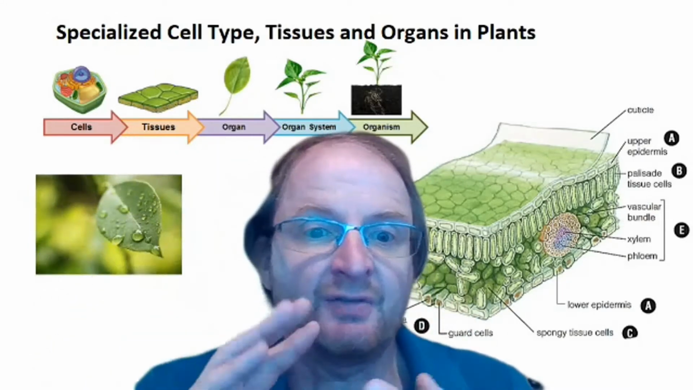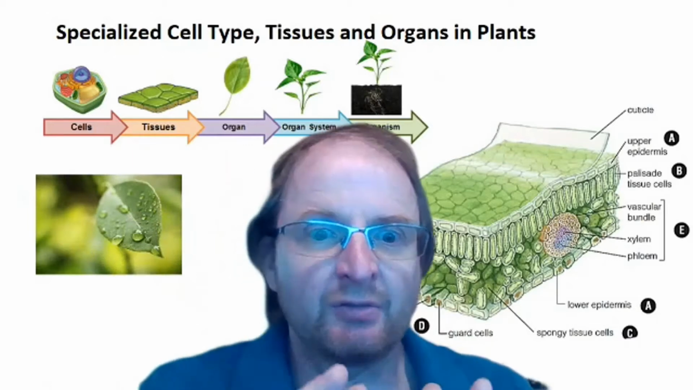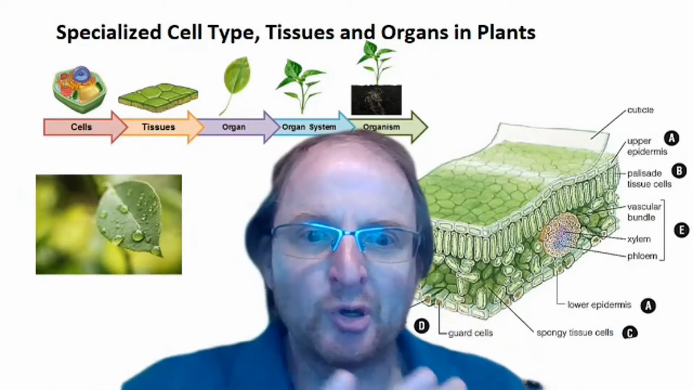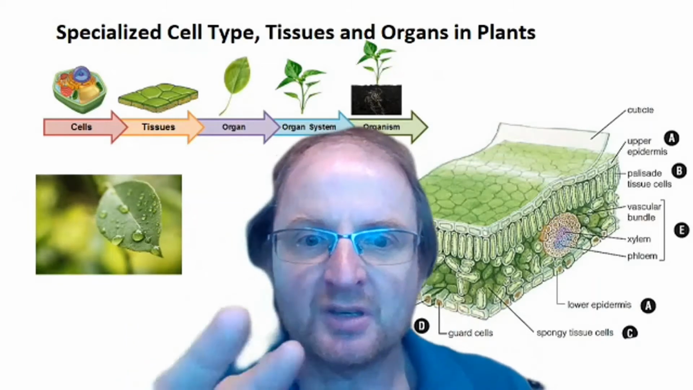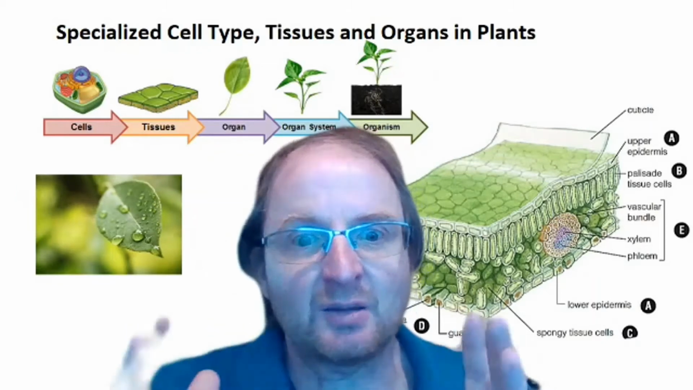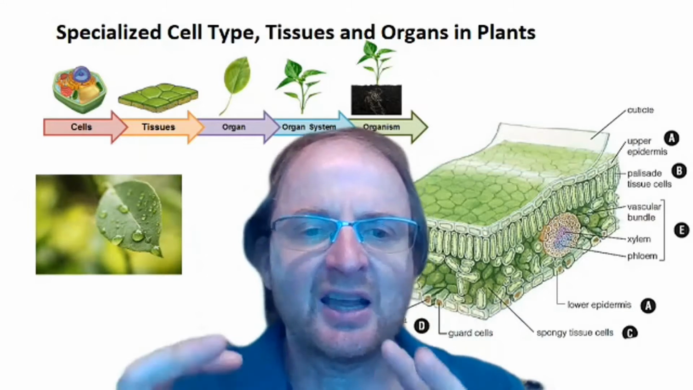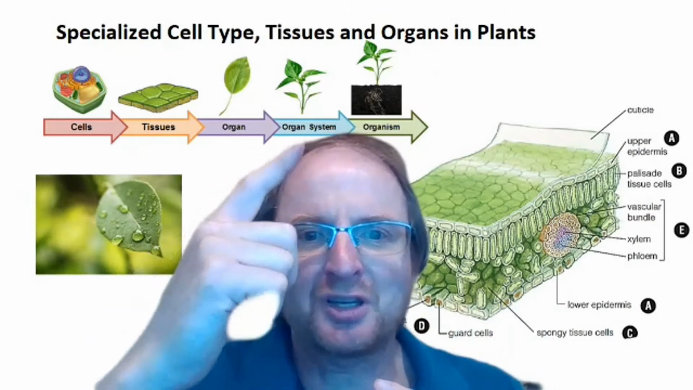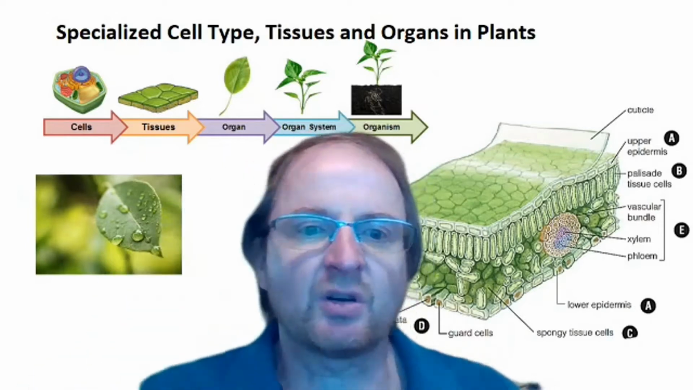Because a leaf has got the vascular tissue, or the xylem and the phloem. It's got the spongy cells. It's got the cuticle on top, the epidermis right underneath that. It's got the palisade cells. All of those different cell types grouped together, different tissue types, make an organ. Organs work together to make the whole system, and then, of course, the organism.